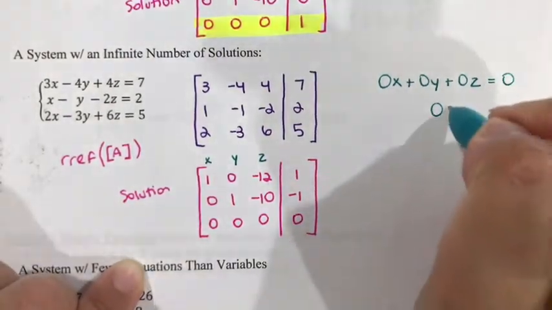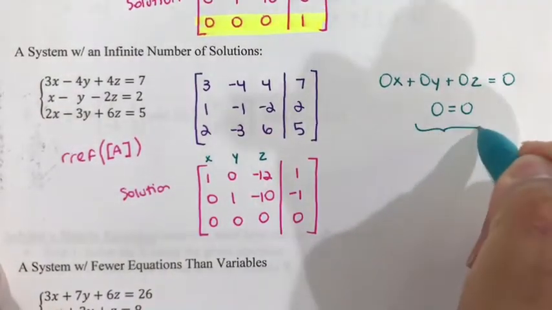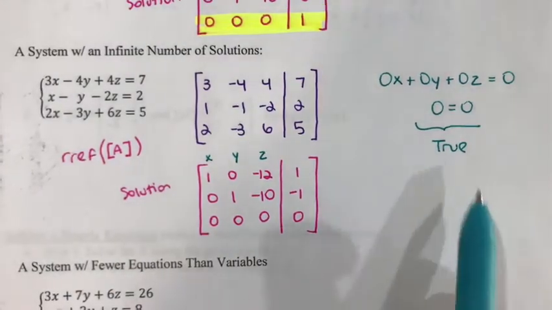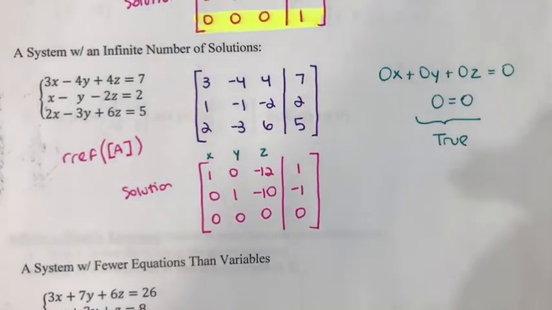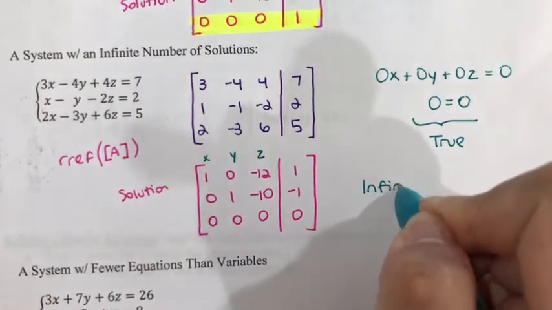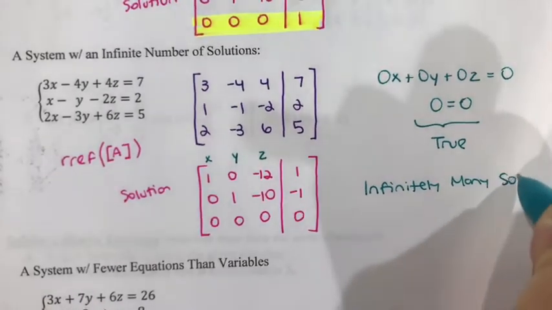Well, that means we have 0 equals 0, right? Now, this is a true statement. I didn't solve for any variables, but I got an equation that was true regardless of what x, y, and z I put in there. So this means you're going to have infinitely many solutions.